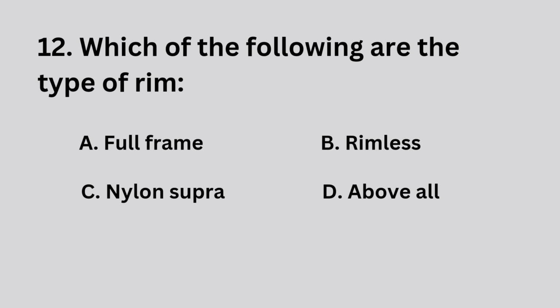Next question, which of the following are the type of rim? Option A, full frame. Option B, rimless. Option C, nylon supra. And option D, above all. Correct answer is option D, above all.